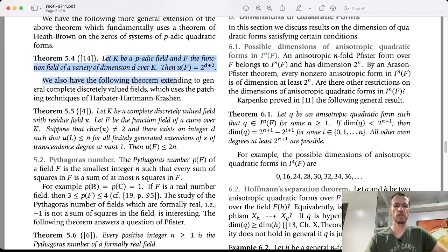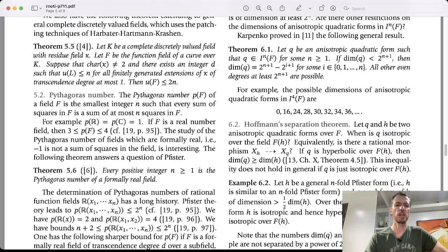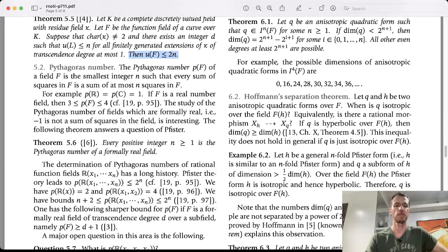We also have the following theorem extending to general complete discretely valued fields, which uses the patching techniques of Harbater, Hartmann, Krashen. Theorem. Let K be a complete discretely valued field with residue field kappa. Let F be the function field of a curve over K. Suppose that the characteristic of kappa is not 2, and there exists an integer n such that the u-invariant of L is less than or equal to n for all finitely generated extensions of kappa of transcendence degree at most 1. Then the u-invariant of F is less than or equal to 2n.